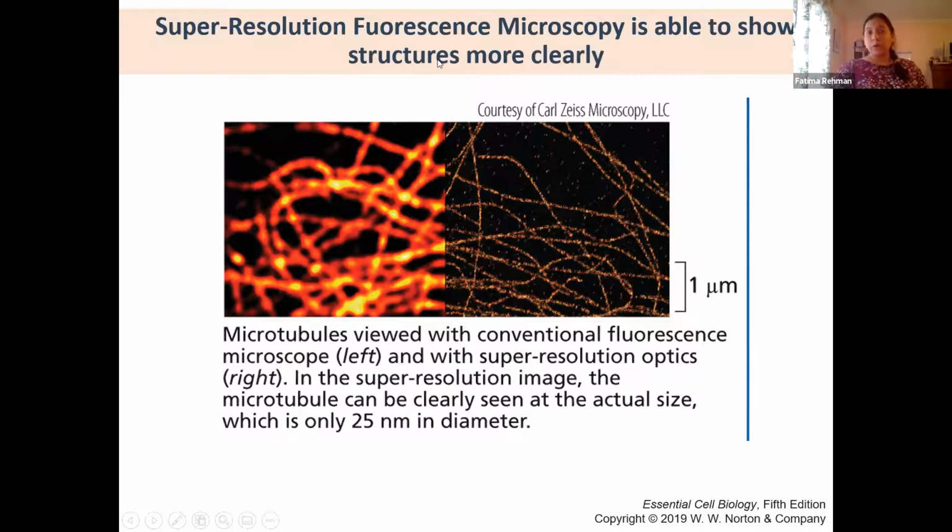In super resolution fluorescence microscopy, it uses the conventional fluorescence microscope, but then it extends it, it kind of combines it with a confocal microscopy to create super resolved images in a way that you can see them in their actual size rather than blurry tubes as you would have seen before. And this is the difference in that structure.